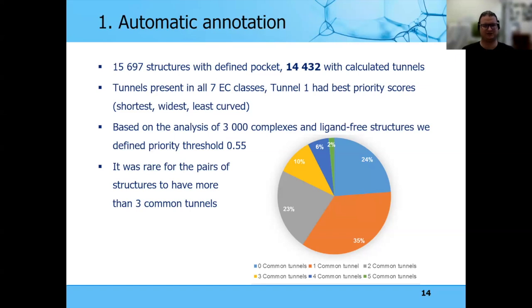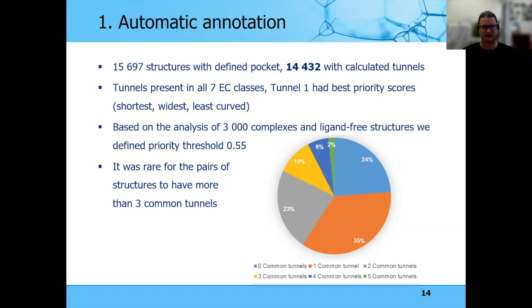In order to find out which tunnels might be used, after you calculated them, we analyzed the differences between structures with ligands and without ligands. For around 3,000 protein-ligand complexes, we also found ligand-free structures. And through the analysis of tunnels in those, we were able to find that for the priority score, which goes from 0 to 1, there seems to be a reasonable threshold around 0.55, which shows usable and interesting tunnels.